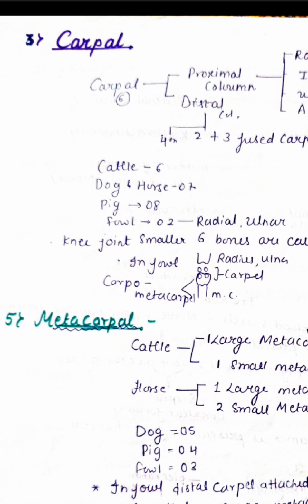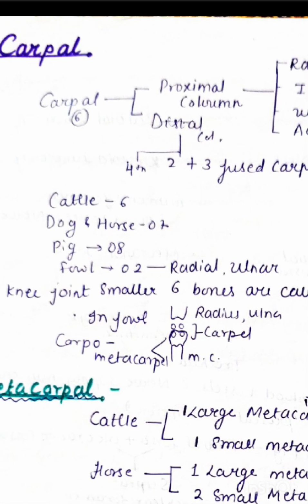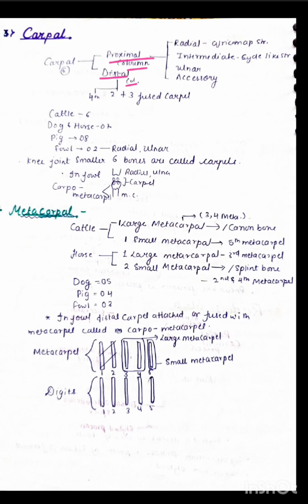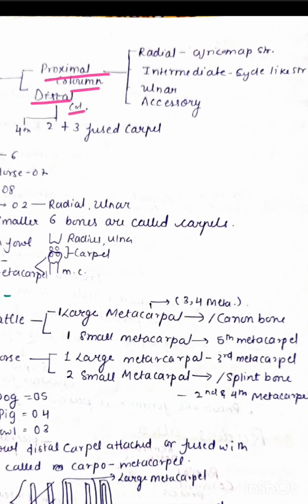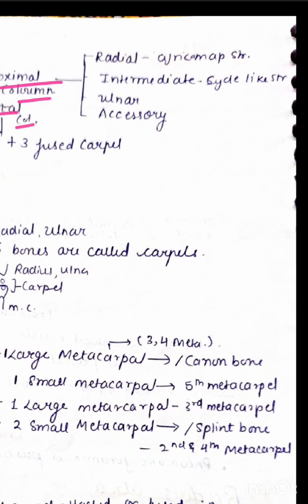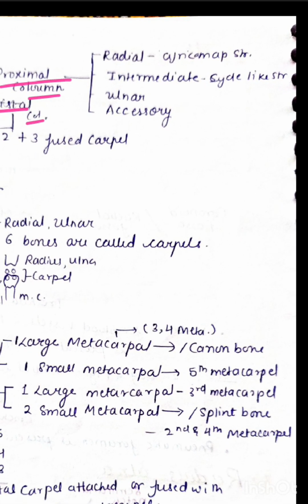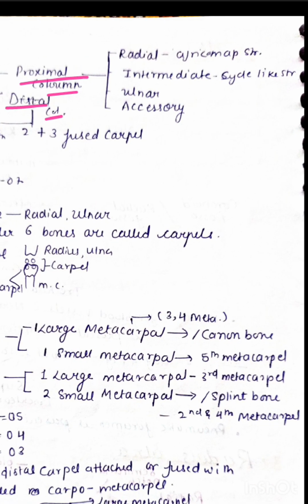The carpal is divided into two parts. The first one is the proximal column and the second one is the distal column. The proximal column contains radial, intermediate, ulnar and accessory carpals. It is divided into four parts.